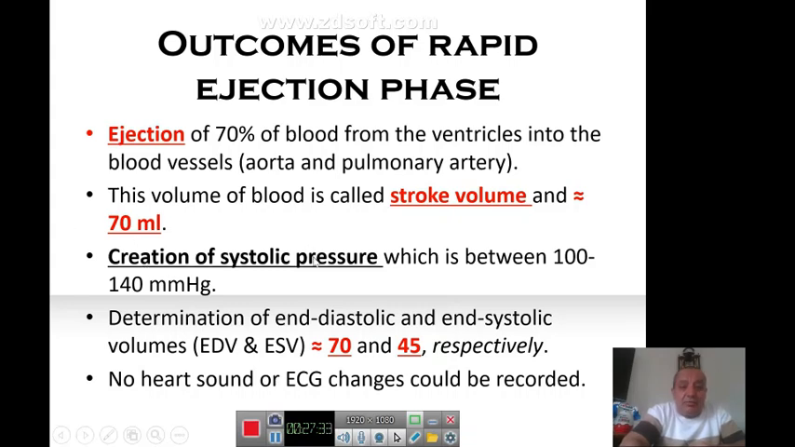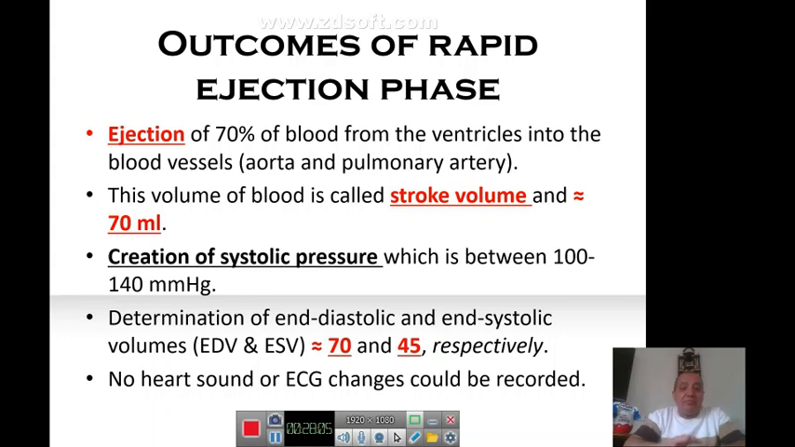Creation of the systolic pressure. As we mentioned before, one of the properties of the heart is creation of the blood pressure. During cardiac systole we have a creation of the arterial systolic pressure, which normally should be between 100 to 140 millimeter mercury. If it is less, we are talking about hypotension. If it is more than 140, we are talking about hypertension, and we have a lot of classifications of the hypertension.